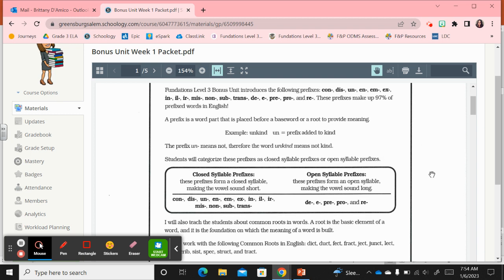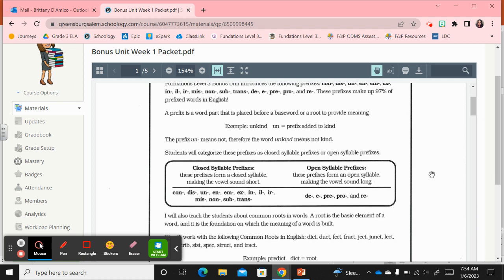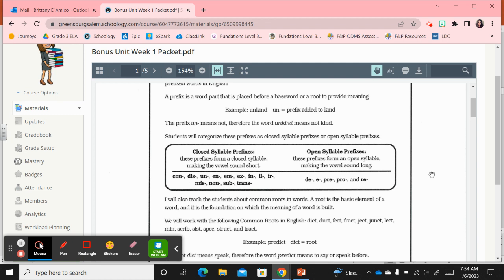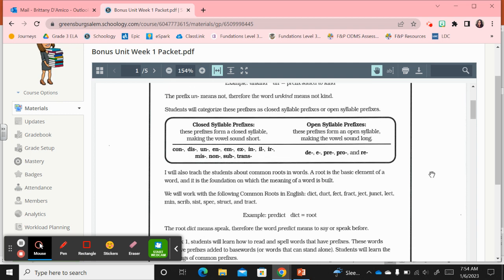A prefix is a word part that is placed before a base word or a root to provide meaning. For example, the word unkind. Un is the prefix added to kind. The prefix un means not, so therefore the word unkind means not kind. Students will categorize these prefixes as either closed syllable prefixes or open syllable prefixes.